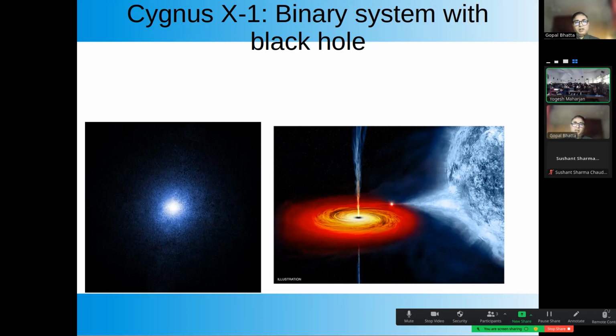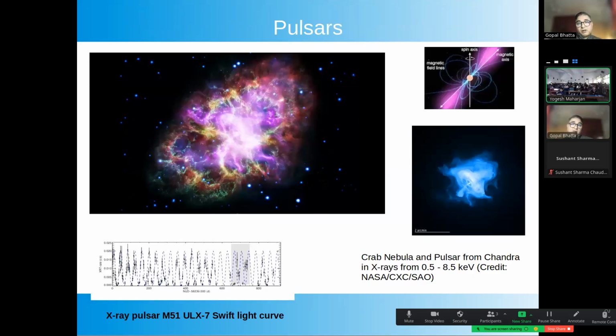So this results in something called X-ray binaries, and I talked about this Scorpius X-1. And similarly in pulsars, right? So what are pulsars?